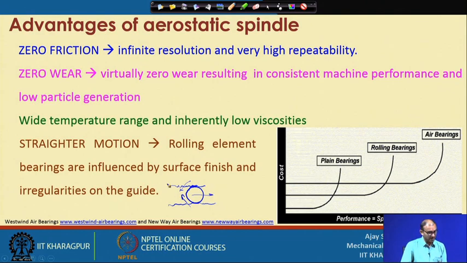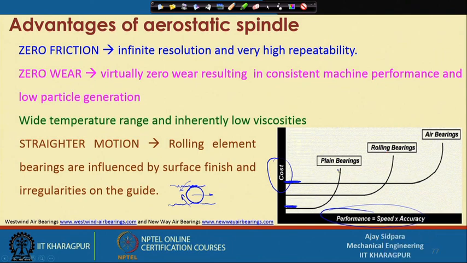So, that is the advantage. Now, if you see this particular graph, on the y axis it is cost and on the x axis it is performance. Obviously, the cost of the air bearing is very high compared to, you can see it is starting from here, and roller bearing is in between these two. But if you see performance advantage, speed and accuracy, then it has a limit.